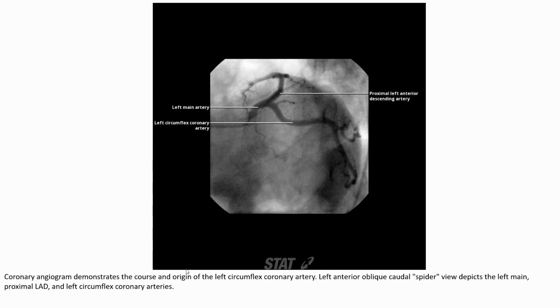For coronary angiogram, to demonstrate the course and origin of the left circumflex coronary artery, use the left anterior oblique caudal, spider view, which shows the left main, proximal LAD, and left circumflex coronary artery. So here the left main artery divides into the proximal left anterior descending artery and the left circumflex coronary artery.